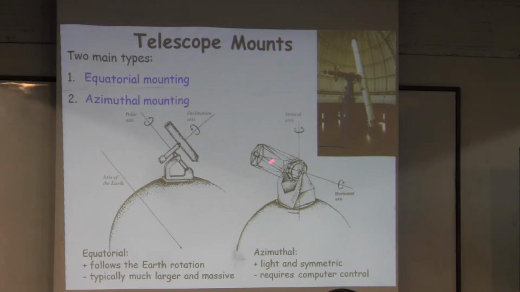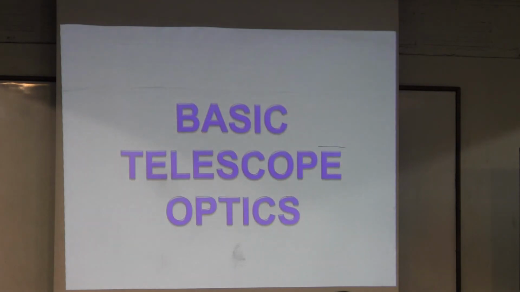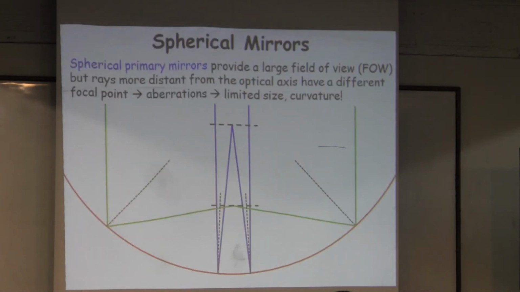So the more compact solution is to have simply an axis that is horizontal and one that is vertical. But then, of course, when you move something, it does not follow the object on the sky. So the control is much more tricky, and usually you need a computer to do that for you.